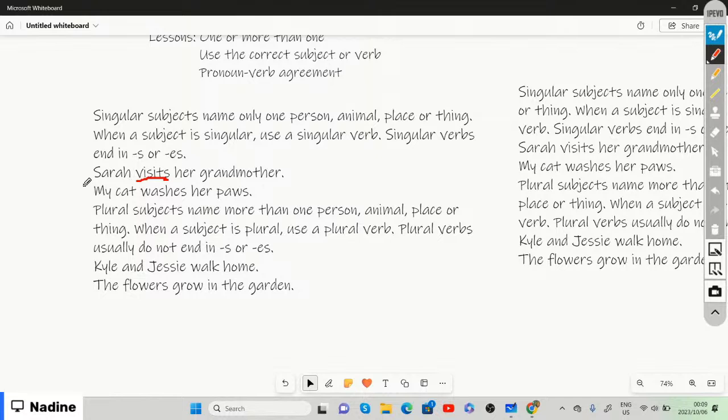All right, another example is, my cat washes her paws. So my cat is a singular subject, and what my cat does is washes, and washes ends in es, her paws.